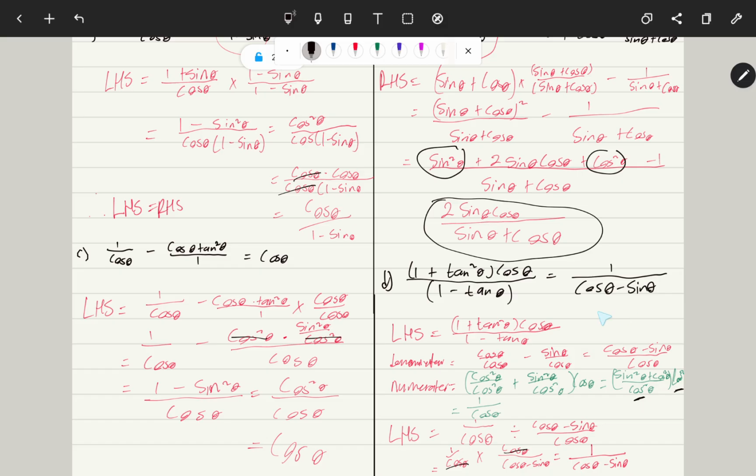You have your left hand side, which is here, it is matching your right hand side. Therefore, you have proven that the left hand side equals the right hand side, and yes, you have proven the identity. You have your 100%.